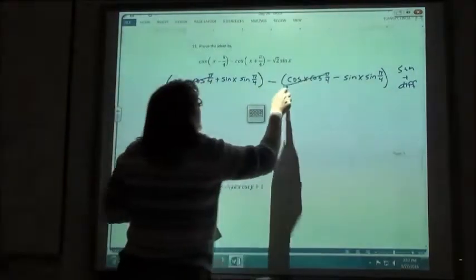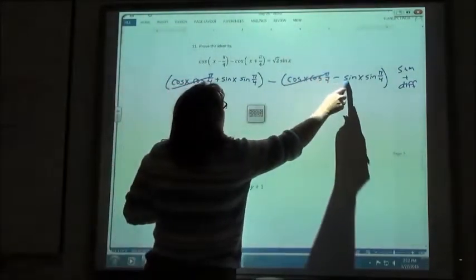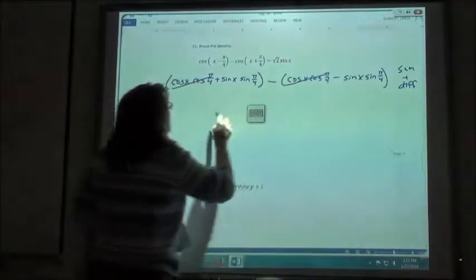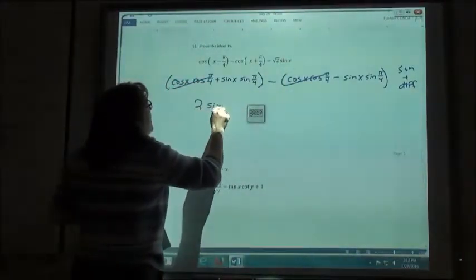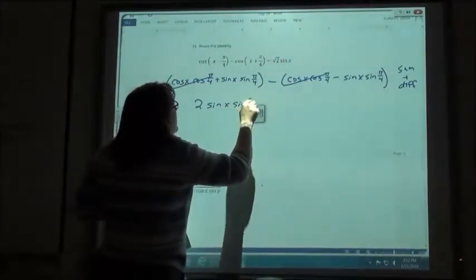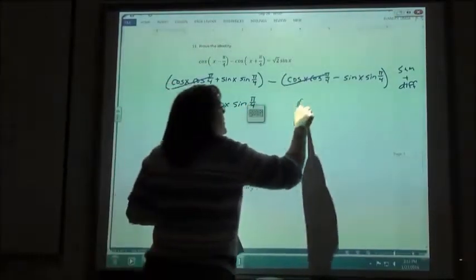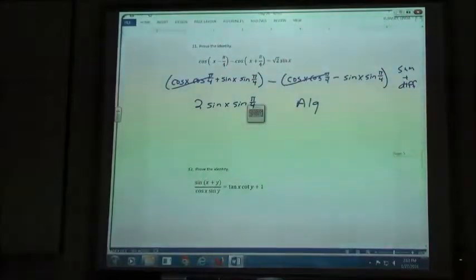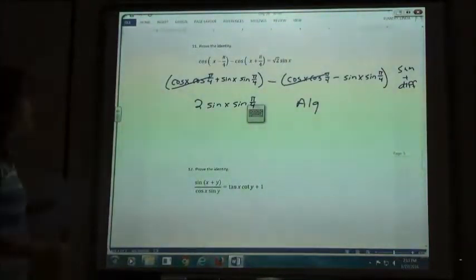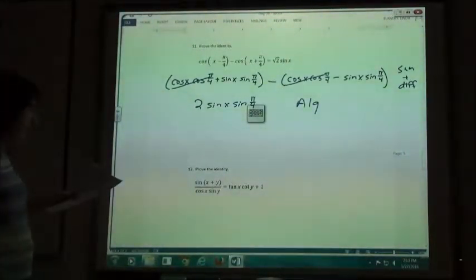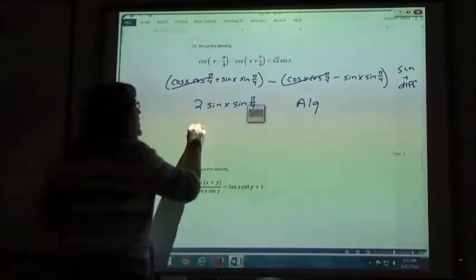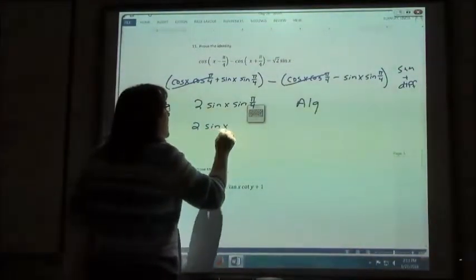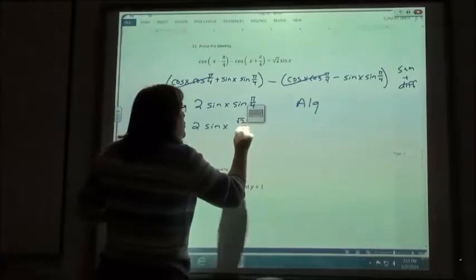So those are going to cancel out. When I subtract a negative, I end up adding, so I'm going to have 2 of those. So I have 2 sine of x, sine of pi over 4, just doing my algebra, subtracting my 2 expressions. Then I'm going to look up at my table. In my table, I have the sine of pi over 4, which is square root of 2 over 2. So I have 2 sine of x square root of 2 over 2.